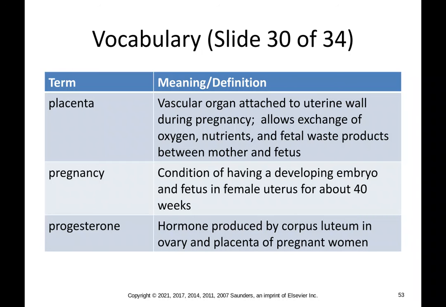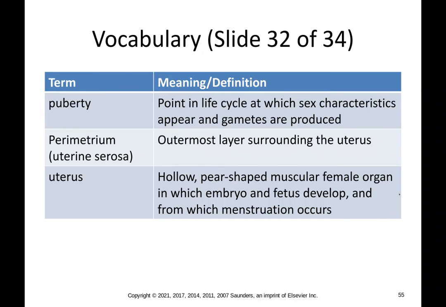Progesterone is the hormone produced by the corpus luteum in the ovary and the placenta of pregnant women. Puberty is the point in the life cycle at which sex characteristics appear and gametes begin to be produced. The perimetrium is the outermost layer surrounding the uterus, also referred to as the uterine serosa. The uterus is the hollow, pear-shaped, muscular female organ in which the embryo and fetus develop and from which menstruation occurs.